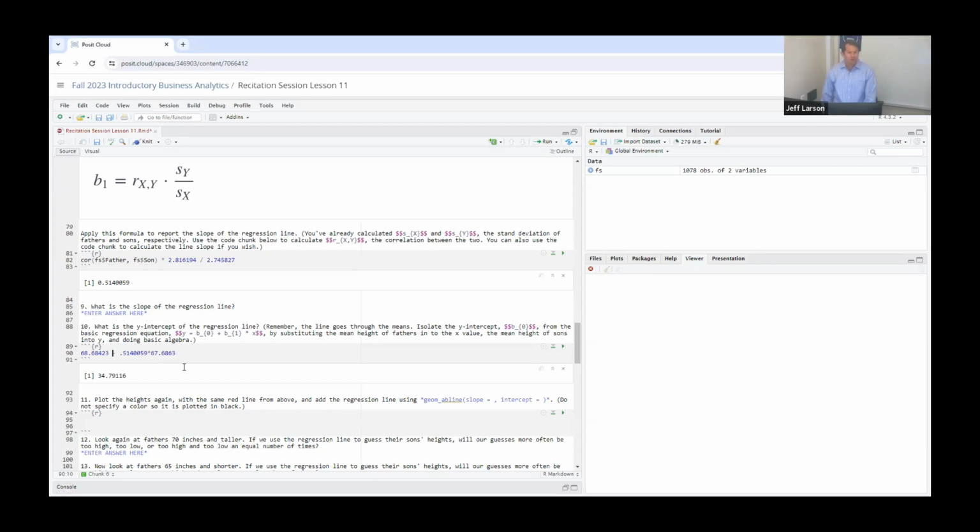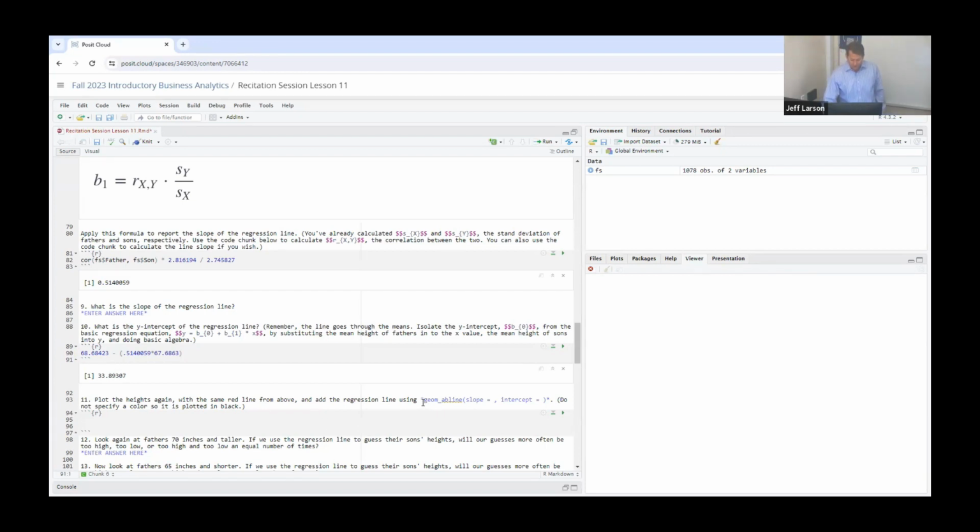Okay, and R is good with order of operations, so we don't actually have to put parentheses around this, because R knows order of operations: multiplication comes before subtraction or addition. But if you want to just make yourself feel better, you can put the parentheses around that. So our intercept is 33.89307, and our slope is 0.514.